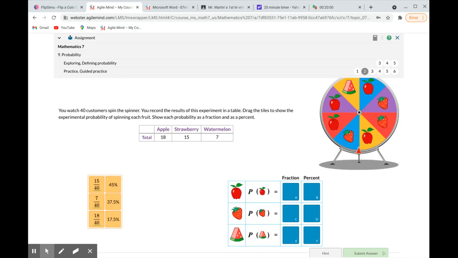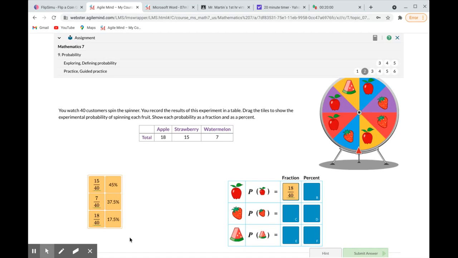How do we find the total? Somebody said it was 40. How did you get that? Because it says you watch 40 customers spin the spinner. Yeah. All right. And so what do we need to do to find our fractions? What would be our fraction for the apples? 18 over 40. Good.